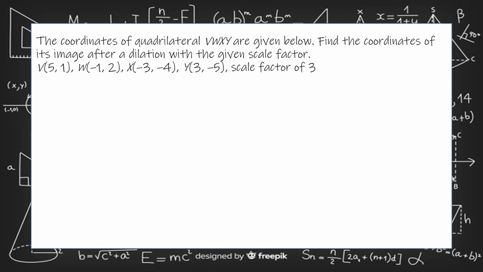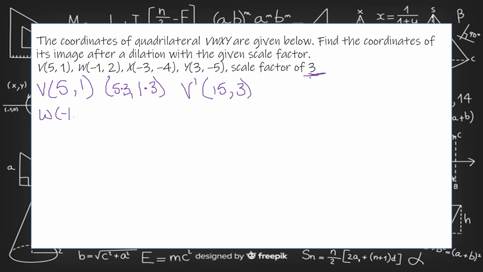The coordinates of a quadrilateral VWXY are given below. Find the coordinates of its image after a dilation with the given scale factor. And the scale factor is 3. So all you have to do with these, if they give you the scale factor, you're going to multiply each part of this by 3. So 5 times 3 and 1 times 3. So V prime would be 15 and 3. Going to do the same with W. We've got negative 1, 2. We're going to multiply each part of it by 3.